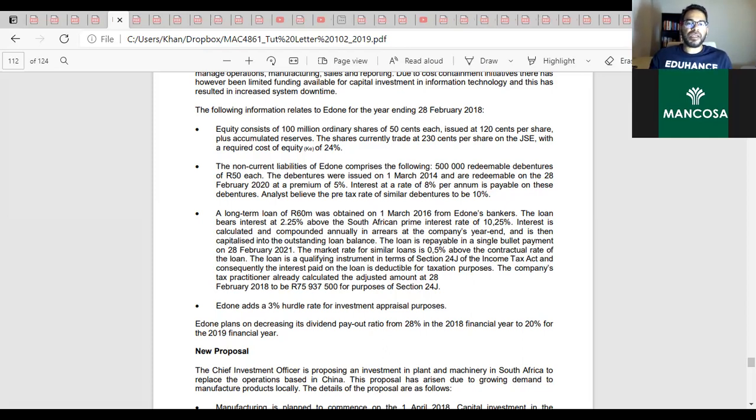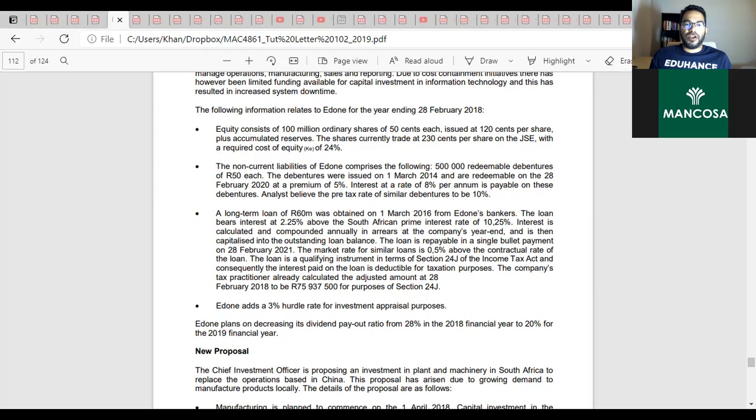Okay. What is Section 24J? Section 24J is just a way of how SARS calculates the interest that you can deduct. Typically, we assume no Section 24J, but in reality, the interest that you can deduct has to be calculated in terms of Section 24J. We will cover how to go about doing it.